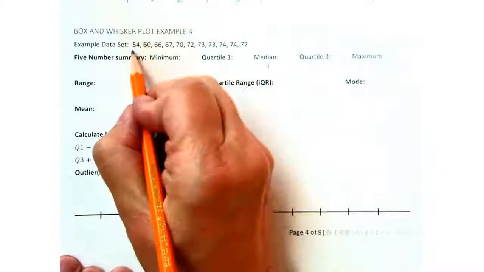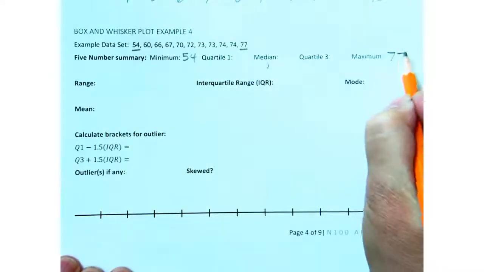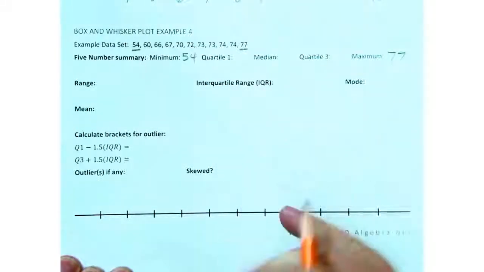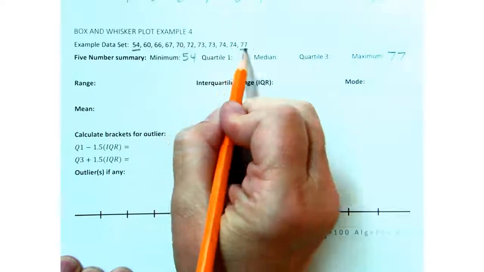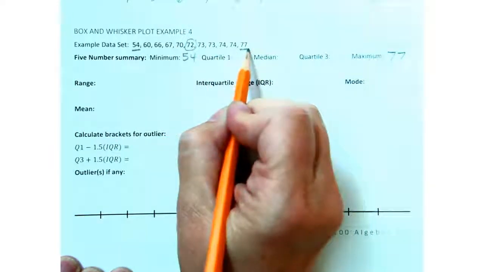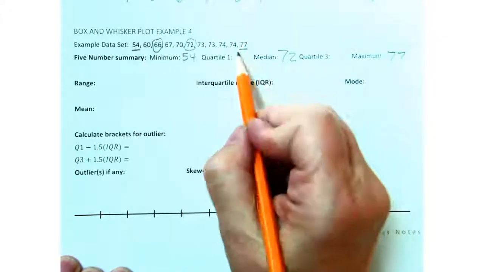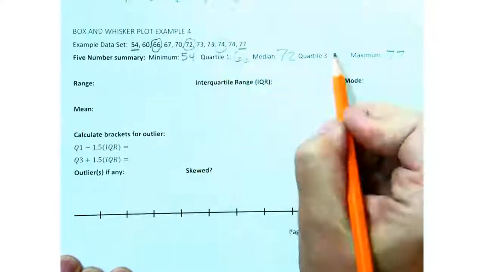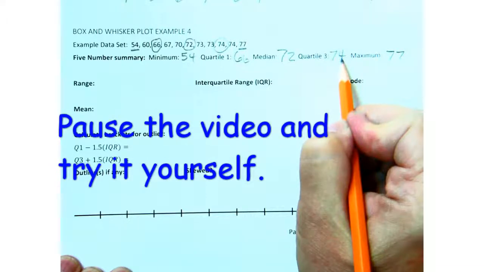Start by underlining the minimum, 54, and the maximum, 77. Look for a middle number. When there is a middle number, circle it. In this case, the middle number is 72. The median is 72 with 5 numbers on either side of it. There is a middle number of the lower half, 66, and of the upper half, 74. Now pause the video and finish the example yourself.